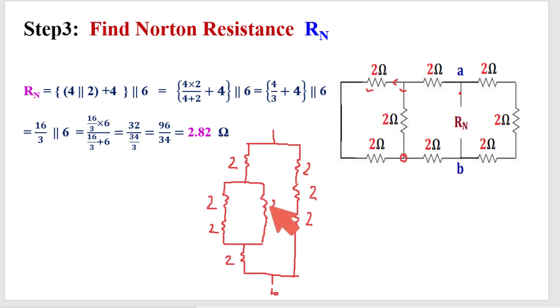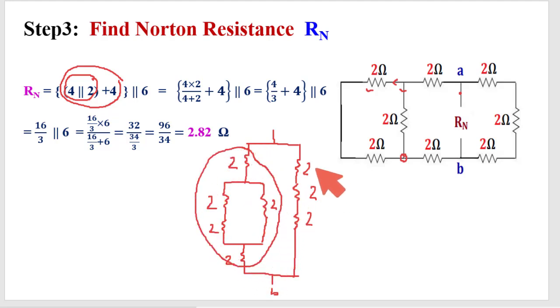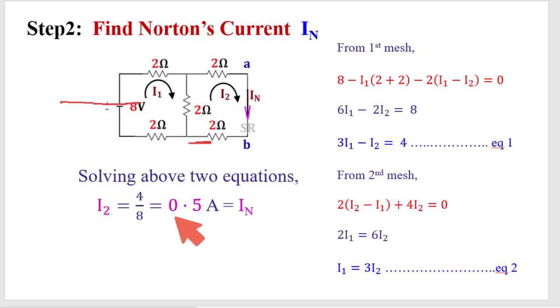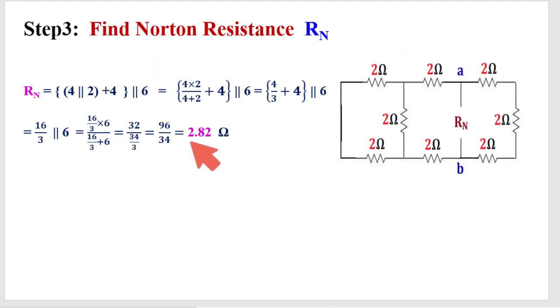First this 4 will be parallel with this 2. The combination of this is in series with 2 and 2, that is 4. So it is this part, and the whole combination of this is in parallel with this 2, 2, 2, that is 6. So this is in parallel with 6. By calculating this part, ultimately we got Rn is equal to 2.82 ohm. So I got In is equal to 0.5 and Rn is equal to 2.82.